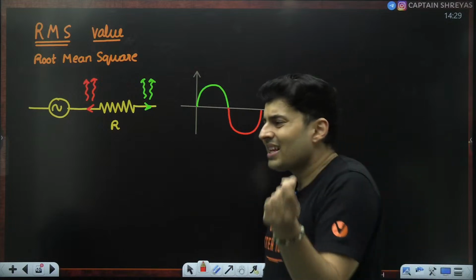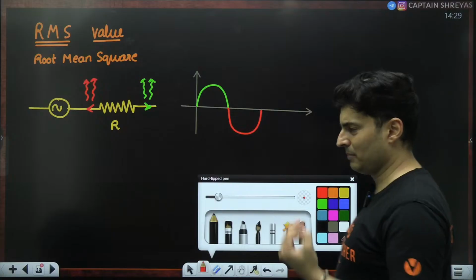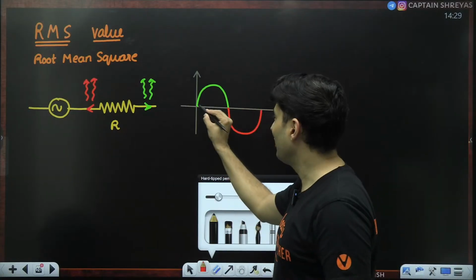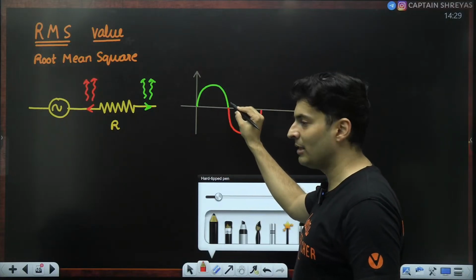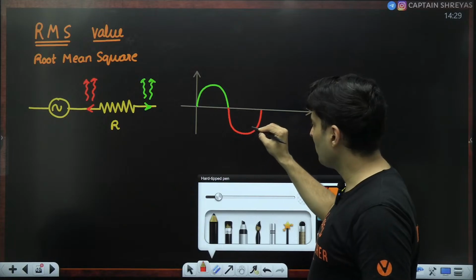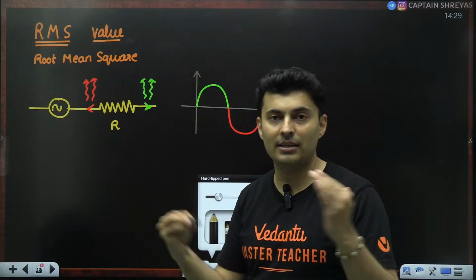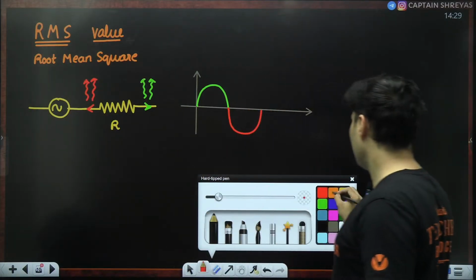I cannot use the I squared R formula. In one cycle, I cannot say I squared R, because the I itself is changing. Once it is 0, then some value, some more value, maximum, then some less value, 0, and so on. So every instant the current is changing. But then that is the reason why we get this RMS term.